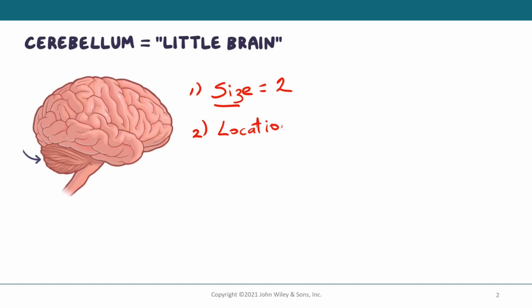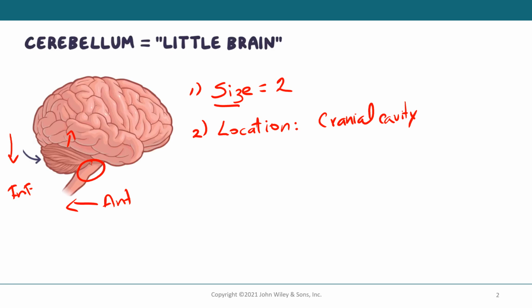If you look at the cranial cavity, you see that it is located inferior and also posterior. You can compare it with different components of the region. You can say that it is posterior to the medulla oblongata and the pons, or you can say that the cerebrum is superior to the cerebellum. Okay, now we've talked about size and location.